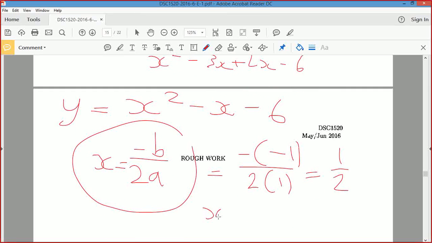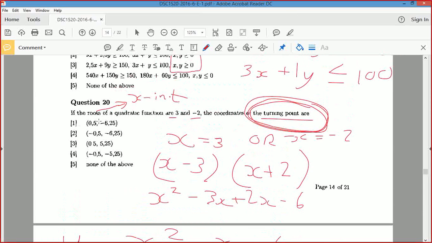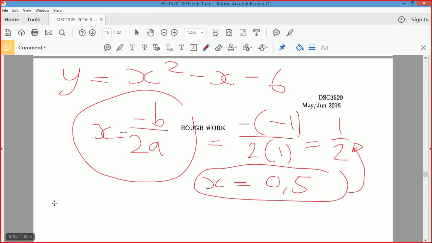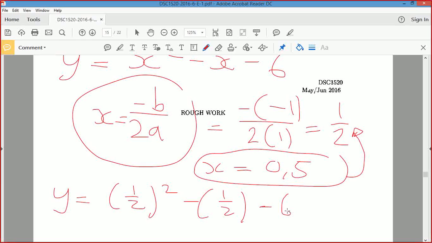Right, so you've got the x value of the turning point. Half or negative half? Or 0.5. Okay. Negative times negative is positive. So we're either looking at this option or that option. How do I get the y? You just plug the x into the equation. No, not equal to 0, you're working out an answer. Just plug in: half squared minus a half minus 6 is what?